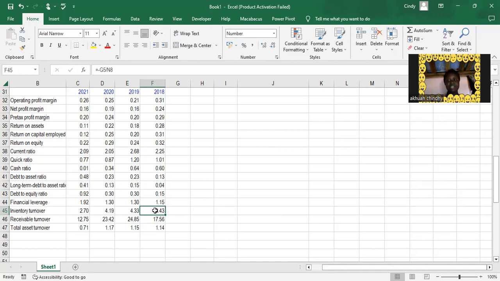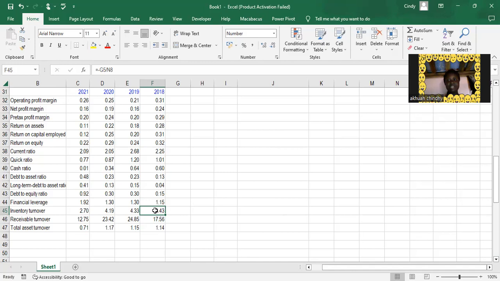In 2019, it increased to 4.3. That means the business has now improved its strategies to the point that it was able to sell its inventory 4.3 times. That's more times in a year. So that means the business is not overstocking its warehouse. It's not keeping more stock, which is good for the business. So with this ratio, the higher, the better.